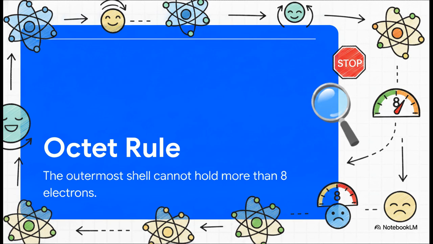It's called the octet rule. Even if a shell, like that third one, is mathematically big enough to hold 18 electrons, if it happens to be the very outermost shell of that atom, it enforces a strict speed limit. It absolutely cannot hold more than 8 electrons. Why? Because the universe is fundamentally lazy. Everything just wants to relax into a superstable, low-energy state. And for an atom, having exactly 8 outer electrons is peak stability.